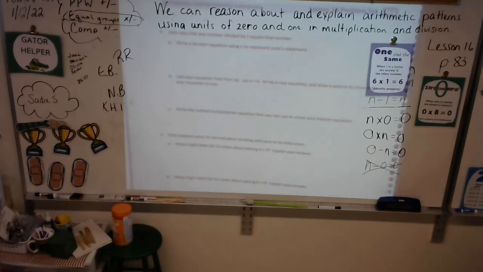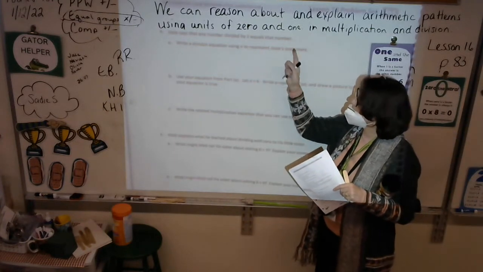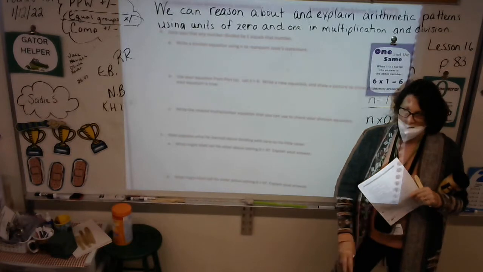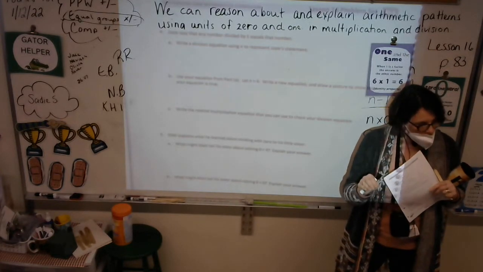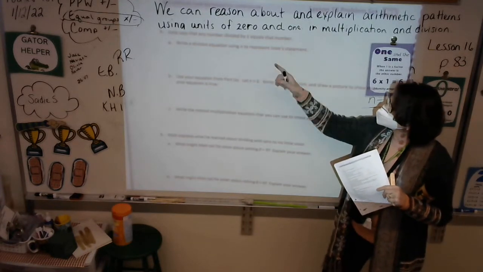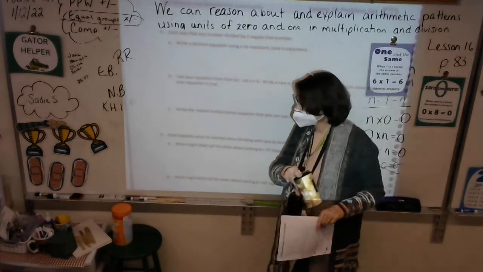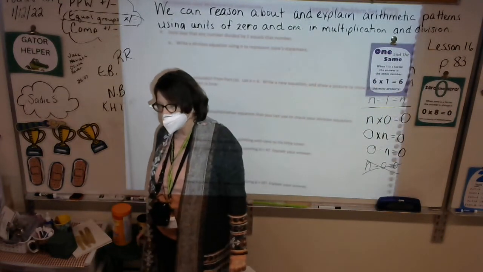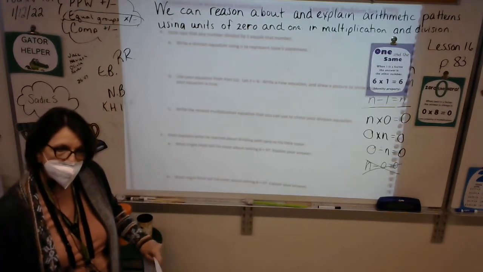Okay? Alright, so let's look at this. Josie says that any number divided by 1 equals that number. Write a division equation using n to represent Josie's statement. So think about what Josie's saying. Any number divided by 1 equals that number.